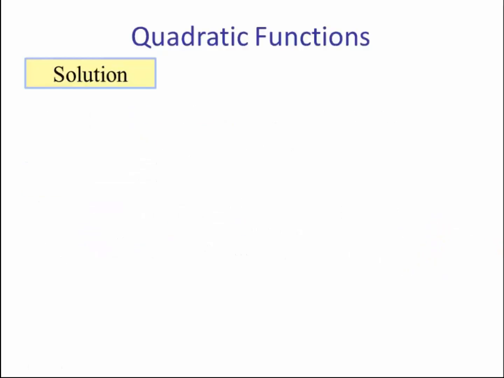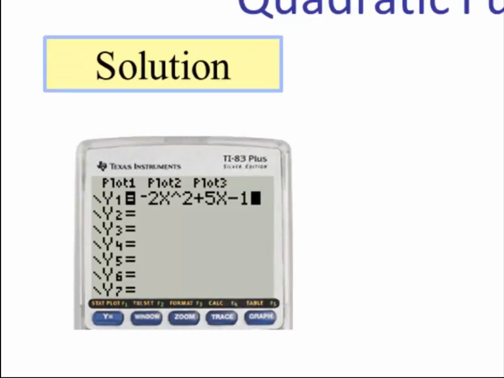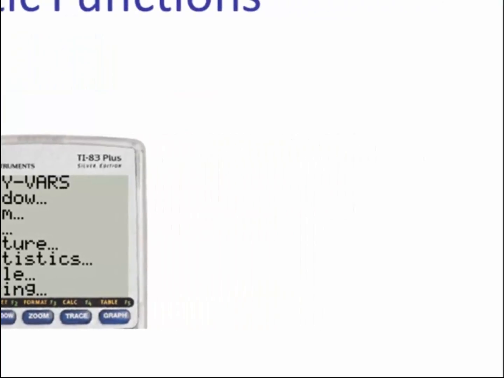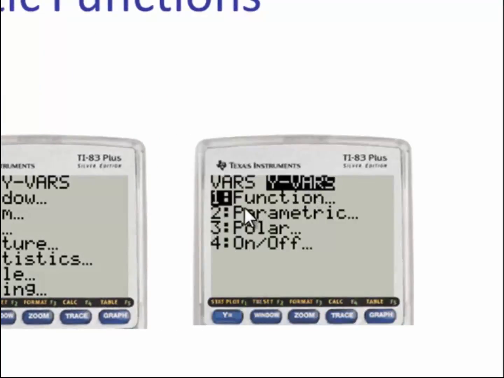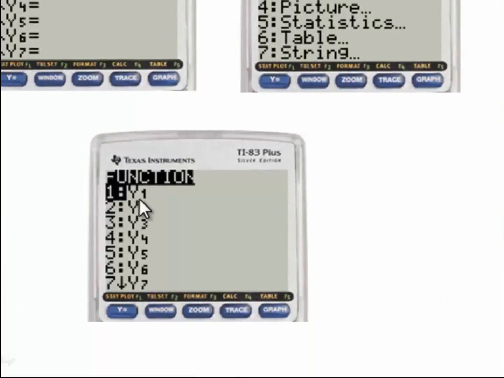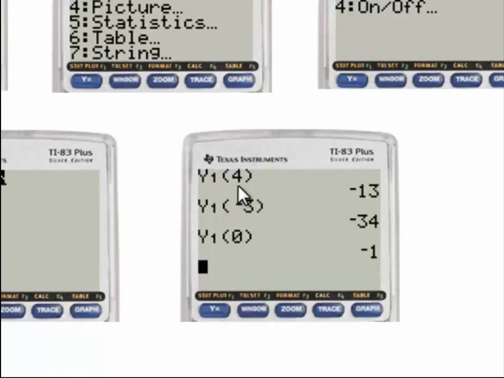We can use the graphing calculator to compute these values for our quadratic function. Our first step is to put the equation in our y equals. Next, we want to go back to the home screen. Then we want to press the vars button, which is short for variable. Go to y vars, number 1, which is function. We put the equation in y1, so we want the function y1. And then we put in parentheses the value that we are interested in.